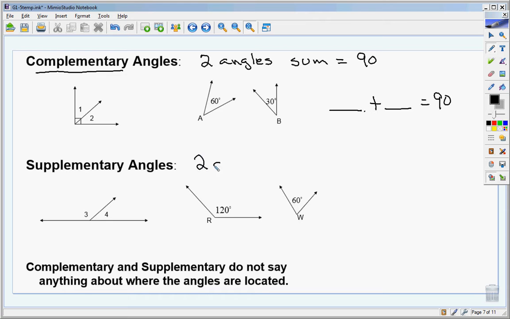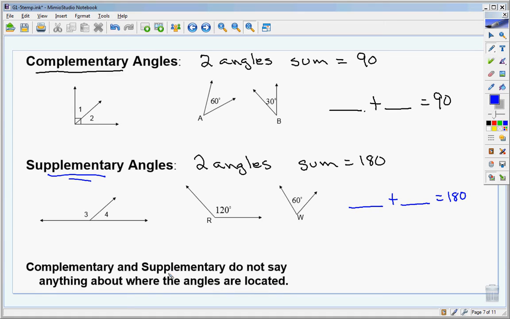Supplement. Two angles, and the sum is 180. The minute I read this word in a word problem, I write blank plus blank equals 180. They are going to give you information about those two angles, and you're going to put that information in those two blank spots, period. It's like learning a formula. Once you learn that trick about complementary and supplementary, you should never miss a complementary and supplementary problem.